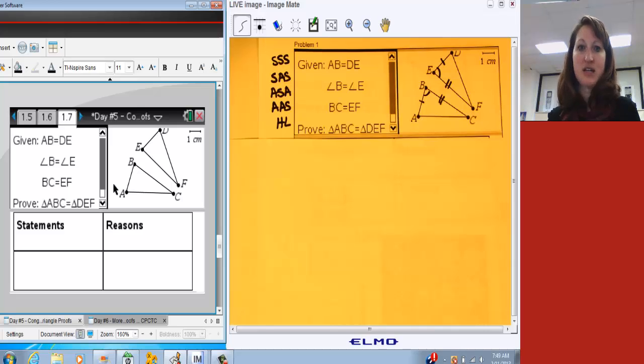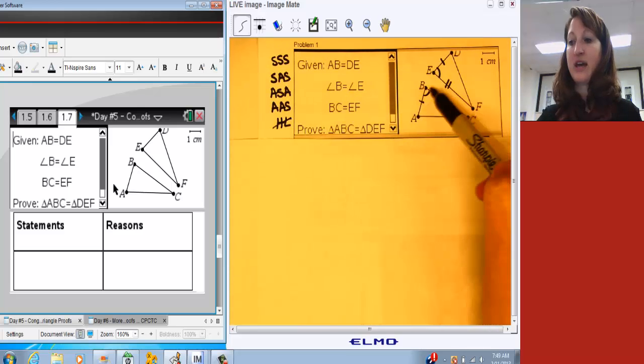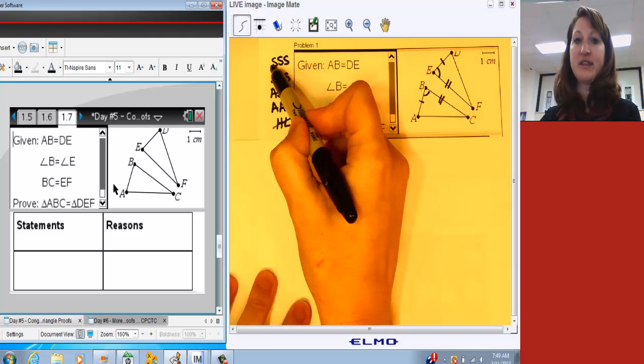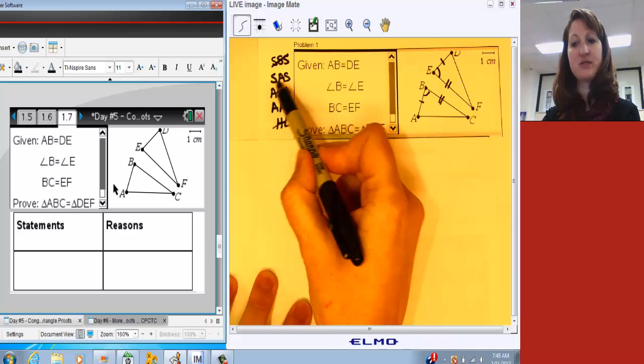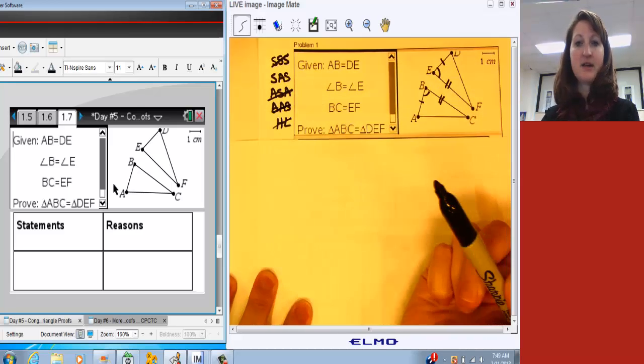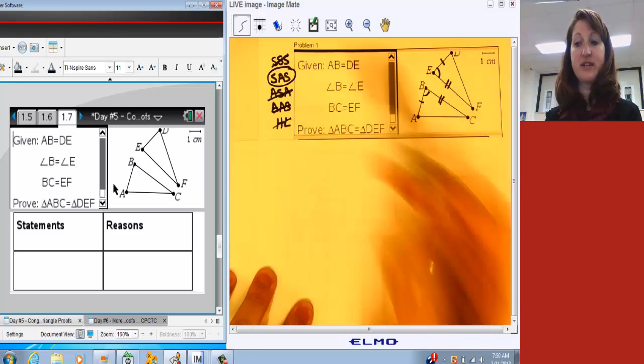In this problem, it does not say anything about a right angle, so we're not going to use hypotenuse leg. If I look at the information that I have, I have 2 pairs of sides and 1 pair of angles. So I'm going to scan through my choices and see which one uses 2 pairs of sides and 1 pair of angles. Well, not that one. This one does, 2 pairs of sides and an angle. This one does not. That one does not. So I'm down to side, angle, side.